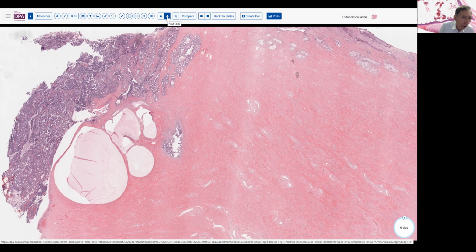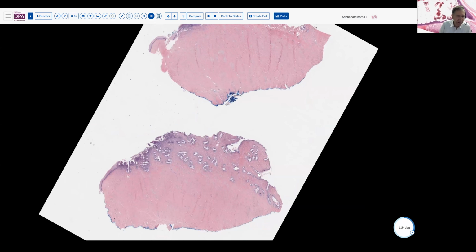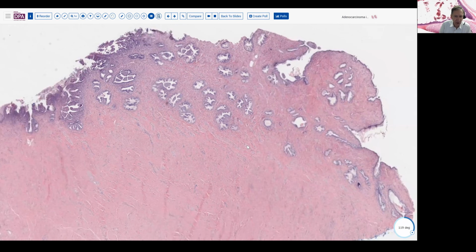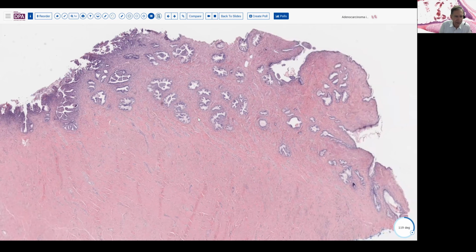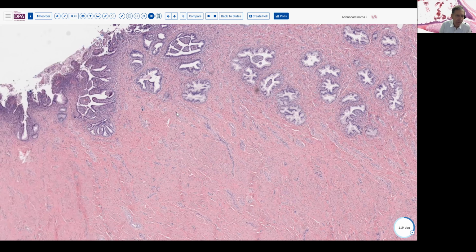Let's see, I think I have one more example here, because again, endocervical adenocarcinomas can be quite challenging. And this is obviously a cone biopsy. We'll focus here on this lower fragment first. As you can see, we have widely spaced normal endocervical glands here, and then we have an inflammatory reaction here. And as we'll see, we also have some cytologic differences.